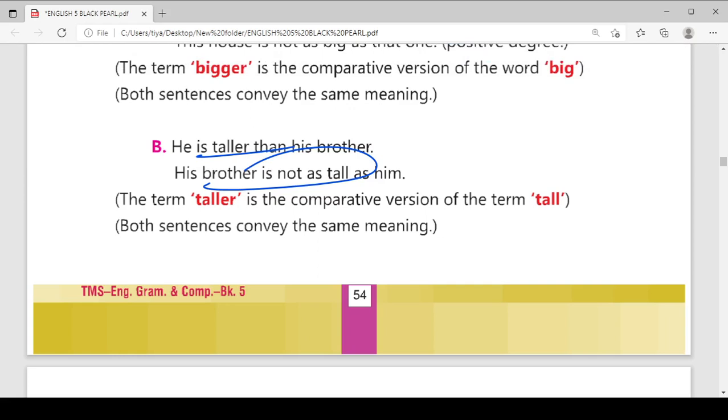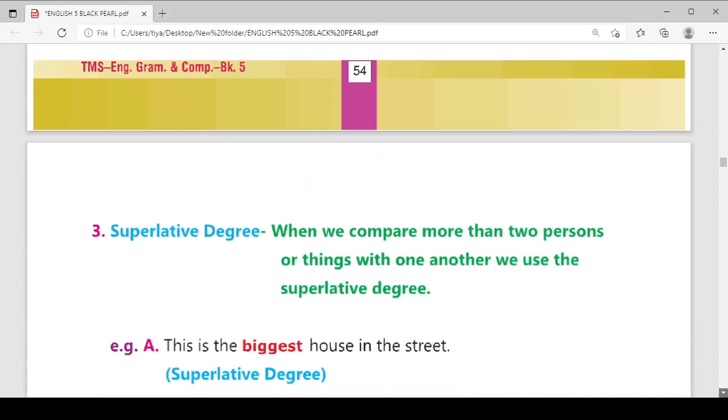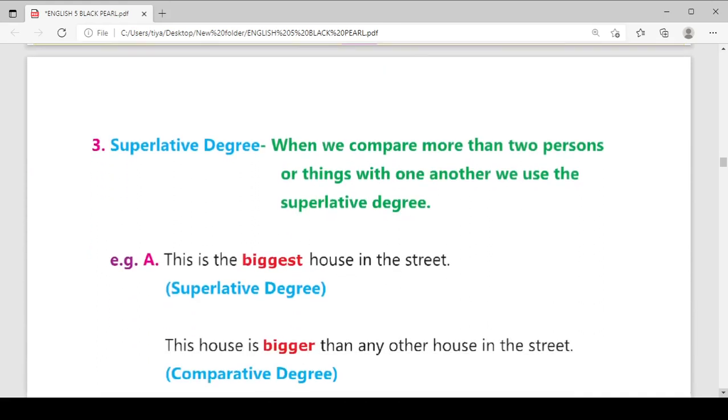So the term taller is the comparative version of the term tall. Like we have tall, taller, tallest. Okay, good, better, best, bad, worse, worst. When we want to use the superlative degree: when we want to compare more than two persons or things, then we need to use the superlative degree. So this is the biggest house in the street, because biggest is the superlative degree of bigger. And why do we need to use the superlative degree in this sentence?